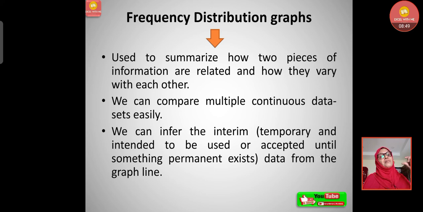For example, I am taking the scores of students 0 to 10, 10 to 20, 20 to 30, 30 to 40, 40 to 50. That is, I am taking the frequencies between those, whatever the achievement of the students, the marks gained by the students, I can plot them. That is a continuous series, I can take it up. We can infer the interim, that is temporary and intended to be used or accepted until something permanent exists. So that interim data from the graph line we can infer also.